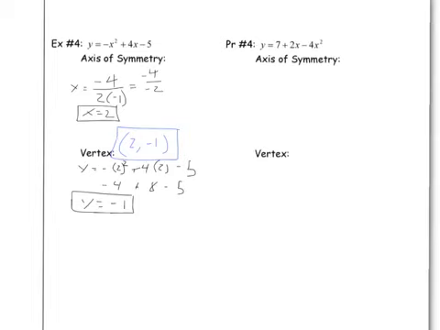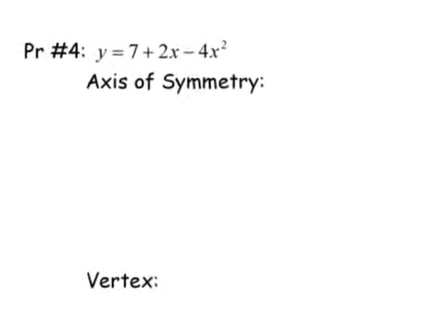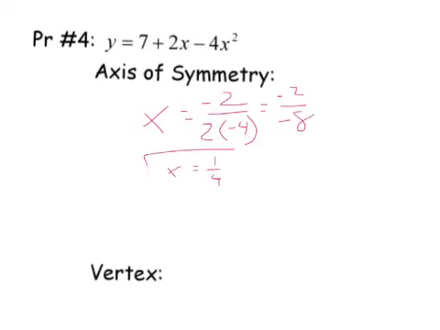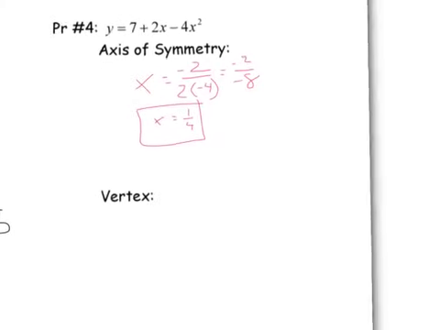I'm going to let you guys try practice number 4 on your own, and I'll put the answers up in just a second. Okay, let's work this out together just because you might think you did something wrong here. Then the b is 2, so you get negative 2 over 2 times the a, which is negative 4. So this is negative 2 over negative 8, which is the same thing as positive 1/4. Okay, so that is your axis of symmetry.